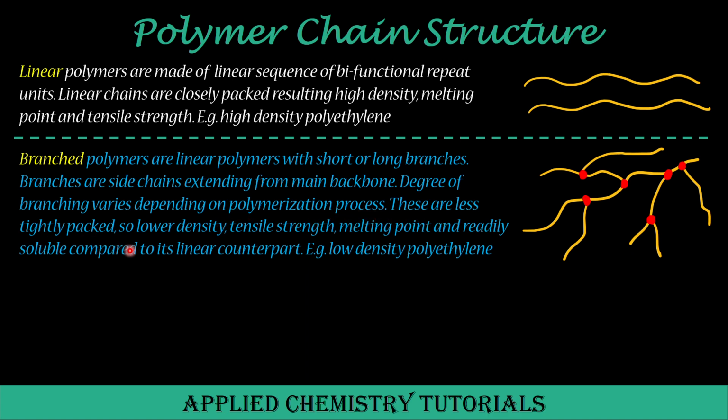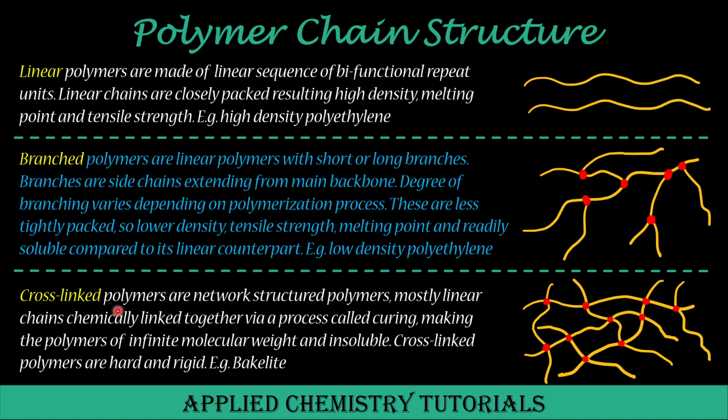These are less tightly packed, so they have lower density, tensile strength and melting point, and are readily soluble compared to their linear counterpart. Because of this branching, they cannot pack very well in a crystal, so they are loosely packed and can be soluble very easily, and because of that their tensile strength and melting point are also low. An example is low density polyethylene.